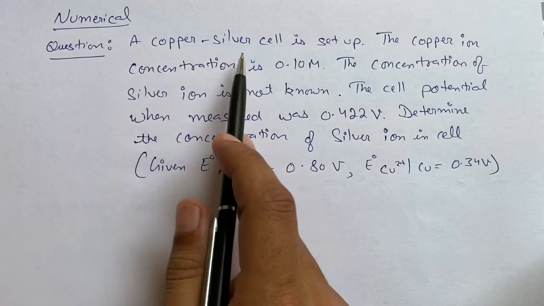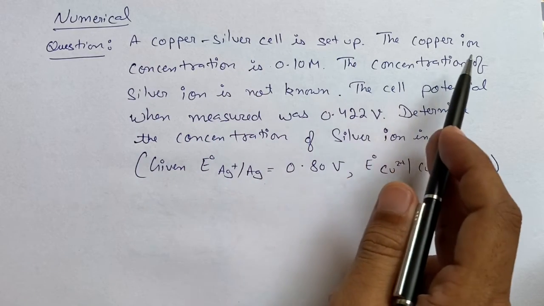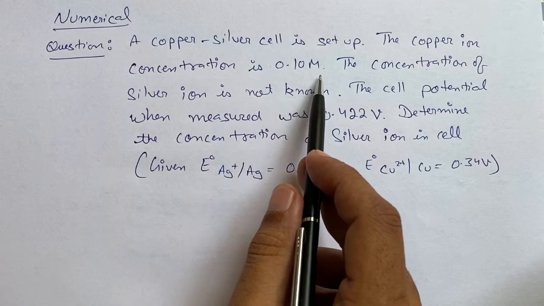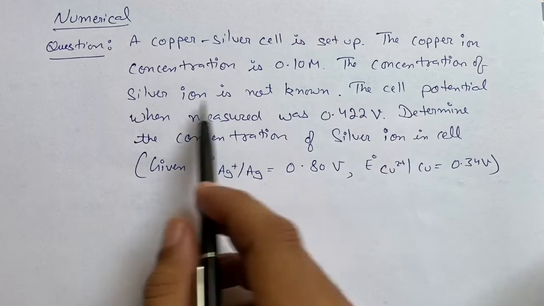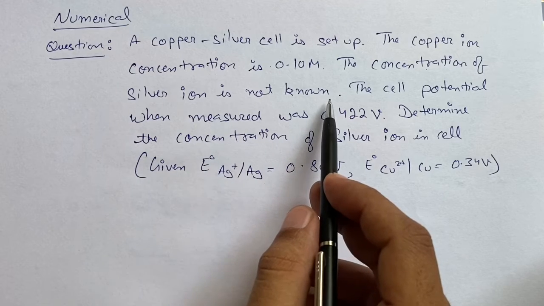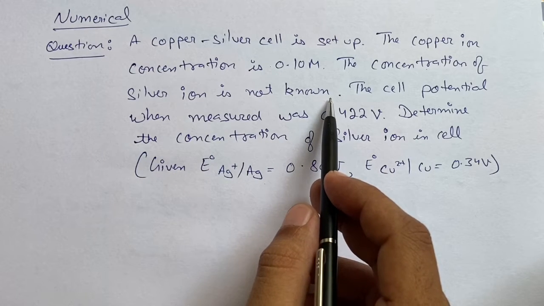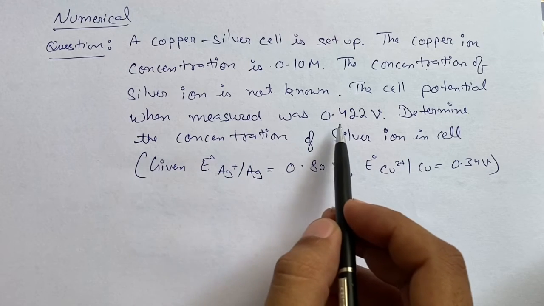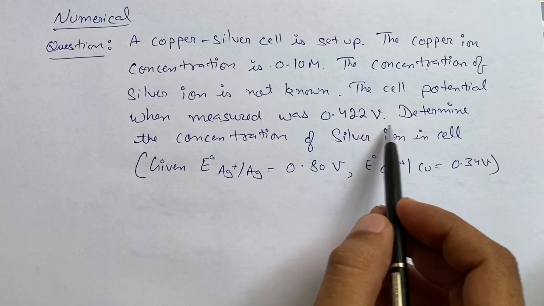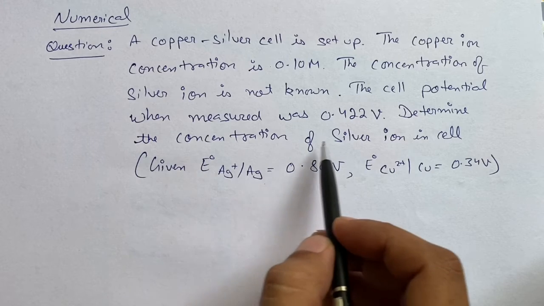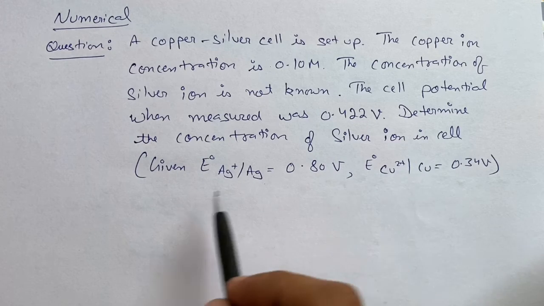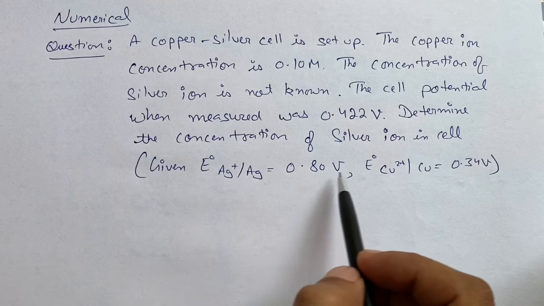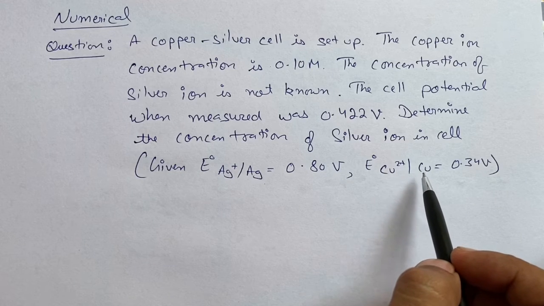As you can see on the screen, I have written a numerical. A copper silver cell is set up. The copper ion concentration is 0.10 M. The concentration of silver ion is unknown, which means you have to find the value of silver ion. The cell potential when made was 0.422 volt. Determine the concentration of silver ion in the cell. The E naught values for Ag+ bar Ag and for Cu are given to you.